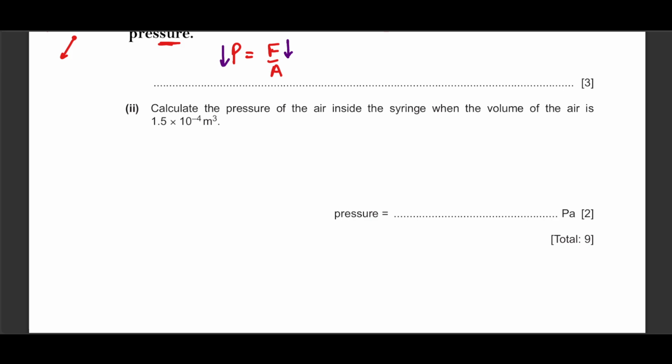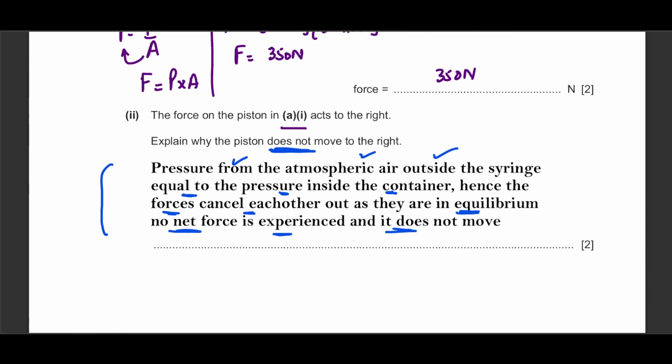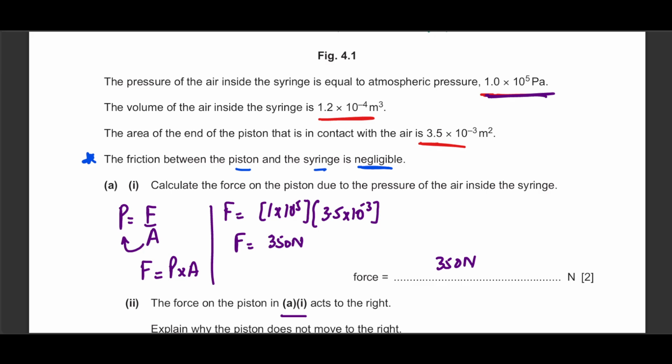Calculate the pressure of the air. So this will be, again, Boyle's law, P1V1 equals P2V2. The pressure in the first scenario was 1 × 10^5, multiplied by the volume, which was given to us in the question, I think. Yes, in metres cubed. So this is my 1.2 × 10^-4.